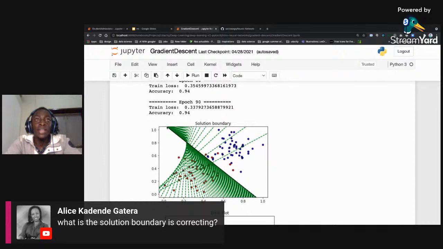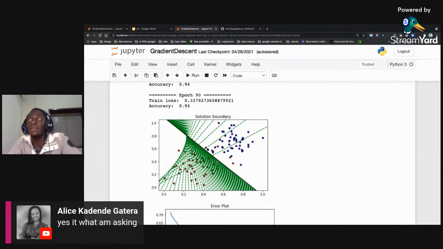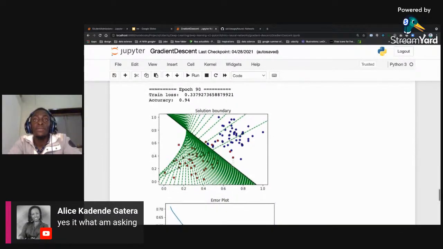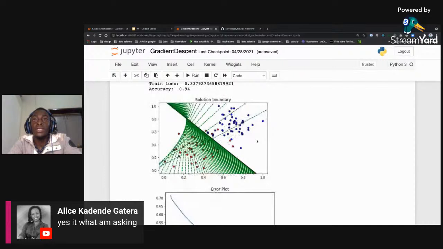If this is a deep neural network model, and you come up with another point, if you are testing data, and maybe the point is here, it will have to correctly say, yes, this is blue. And if you come up with a point here, you have to say this is red.